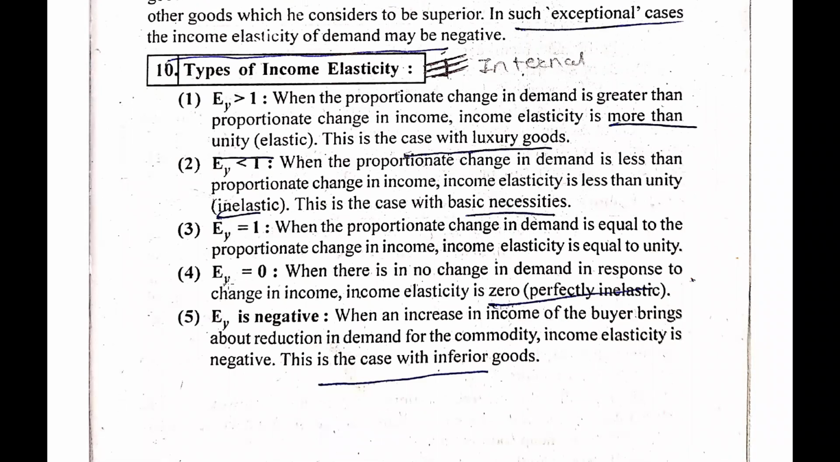Now there are five different types of income elasticity of demand, as in the price elasticity of demand. We also have seen five different types of price elasticity of demand. So in the income elasticity of demand, the types are quite the same and have the same kind of meaning. Let's see, when the income elasticity of demand is greater than one, what will be the situation? When the proportionate change in demand is greater than the proportionate change in income, income elasticity is more than unity, or we can say elastic.